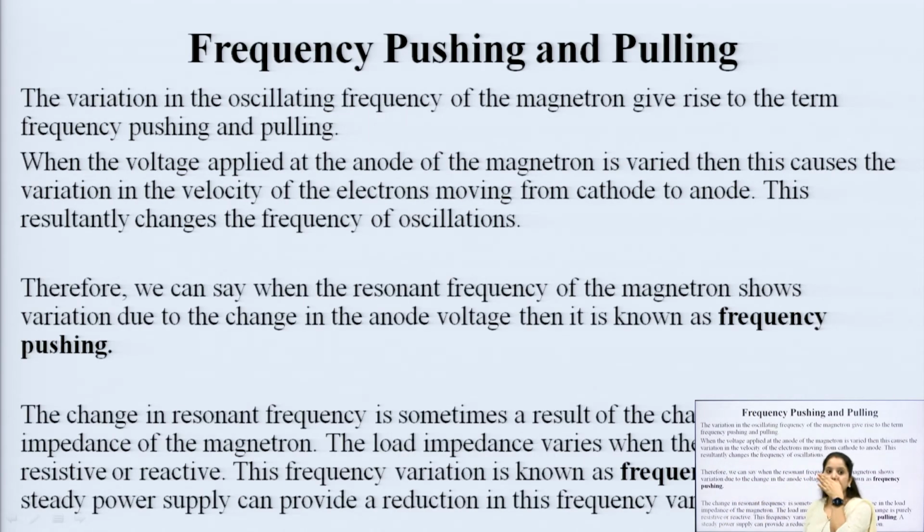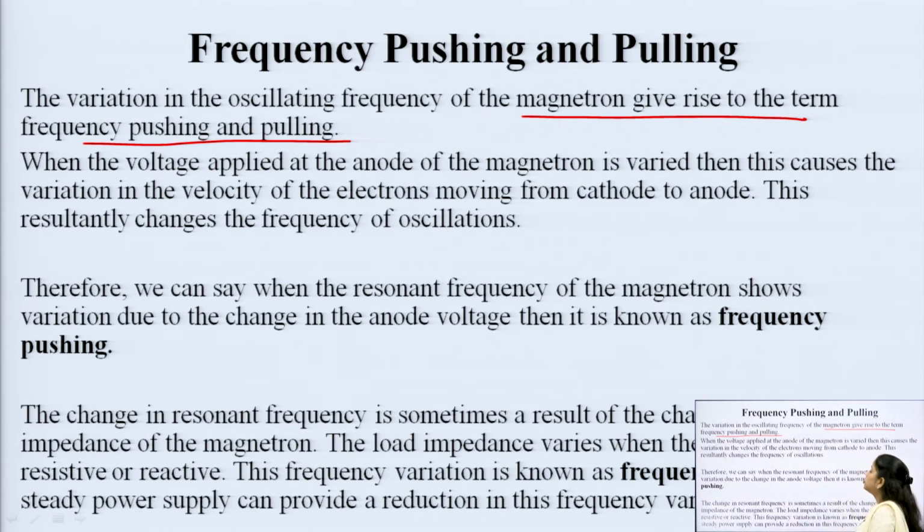Now comes the frequency pushing and the frequency pulling. The variation in the oscillation frequency of the magnetron gives rise to the terms frequency pushing and frequency pulling. These are required for definition purposes only. When the voltage applied at the anode of the magnetron is varied, then this causes the variation.